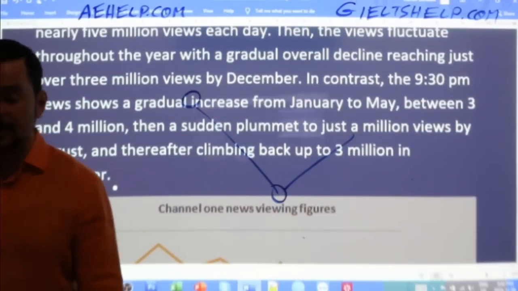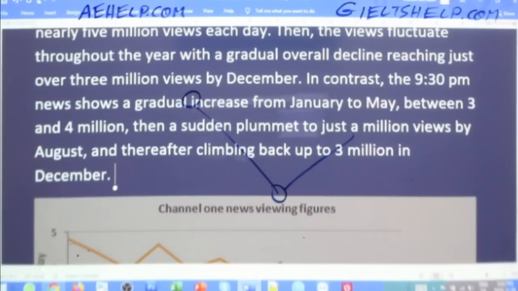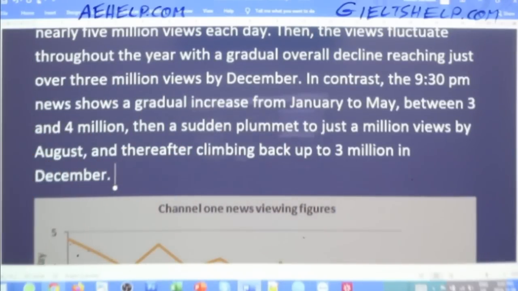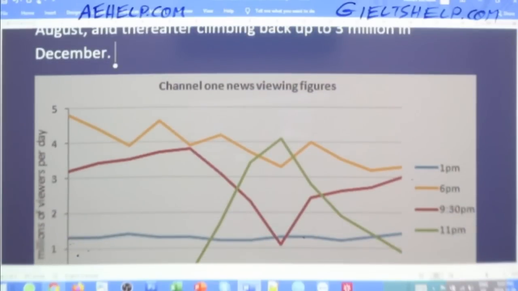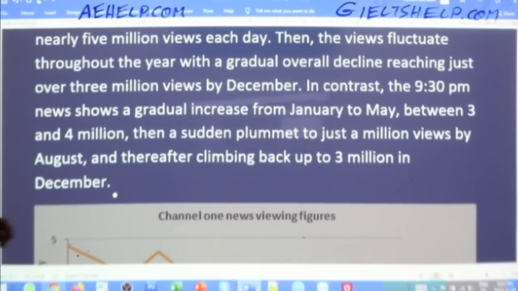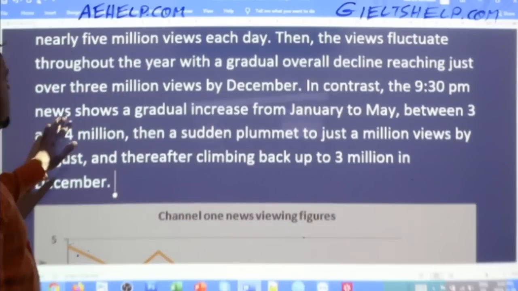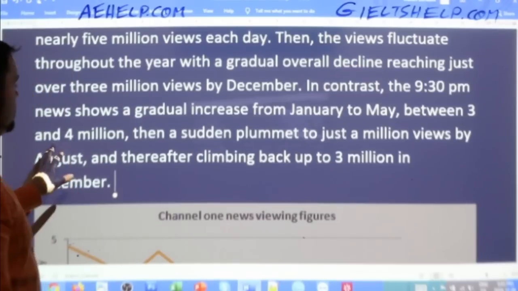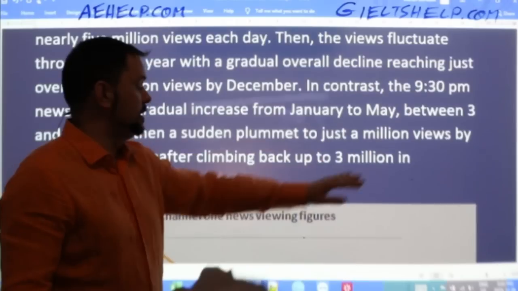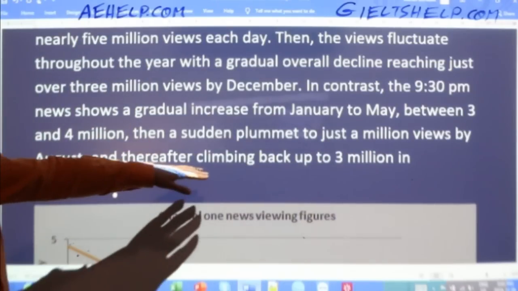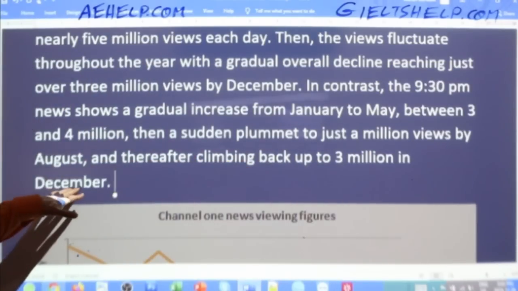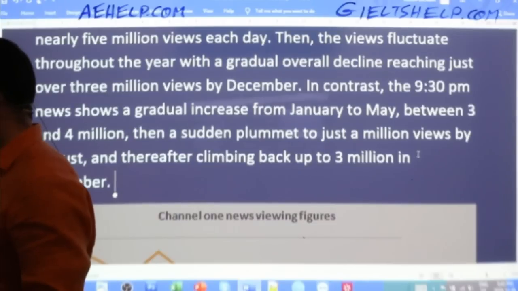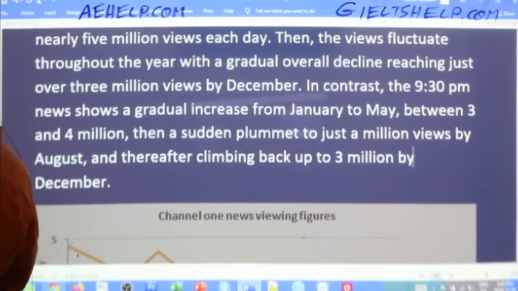All right, so there is my discussion of that trend. In contrast, the 9:30 p.m. news shows a gradual increase from January to May between 3 and 4 million, then a sudden plummet to just 1 million views by August, and thereafter climbing back up to 3 million by December instead of in December. By shows continuity as a preposition, so by December.